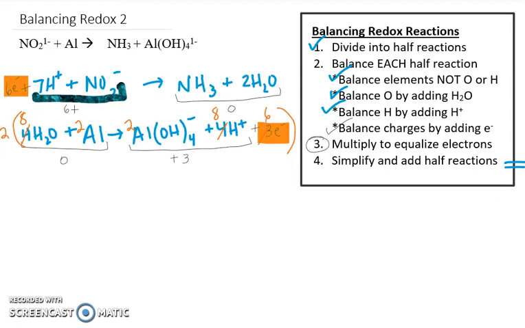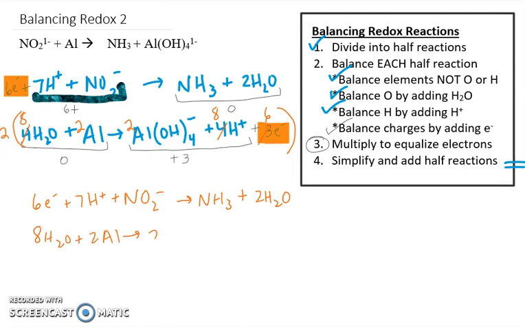All right, so to make things a little bit simpler, I'm going to rewrite those reactions. I've got my top reaction, 6 electrons plus 7 H plus NO2 minus yields NH3 plus 2 H2O. And then my bottom reaction, again, being really careful that I've multiplied everything by 2, 8 waters plus 2 aluminums yields 2 aluminum hydroxide ions plus 8 hydrogen ions plus 6 electrons.